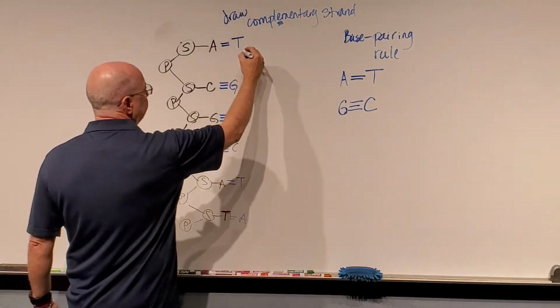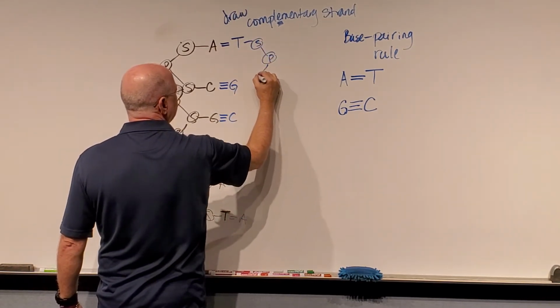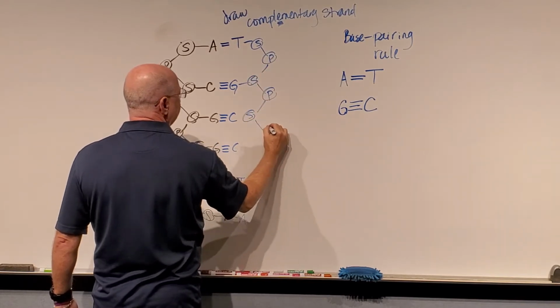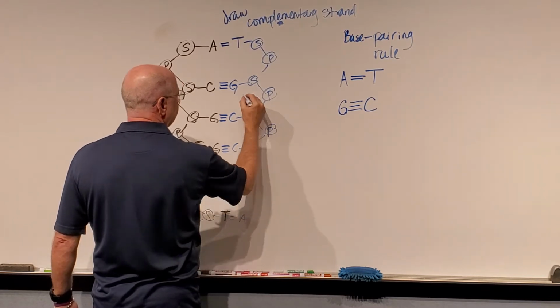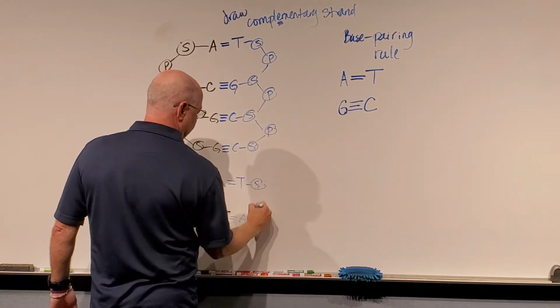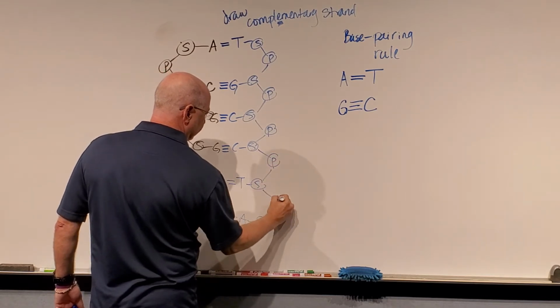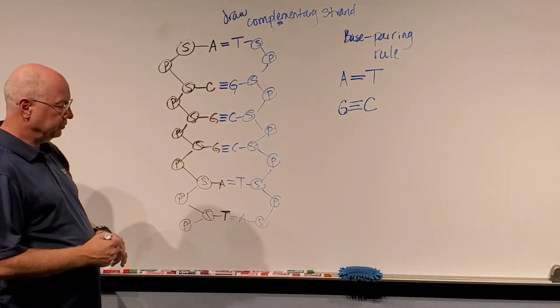And then I simply know that this is bound to a sugar, which is bound to a phosphate, which is bound to a sugar, which is bound to a phosphate. And we call this the sugar phosphate backbone of DNA and RNA. And what I've essentially created now is a double-stranded DNA molecule.